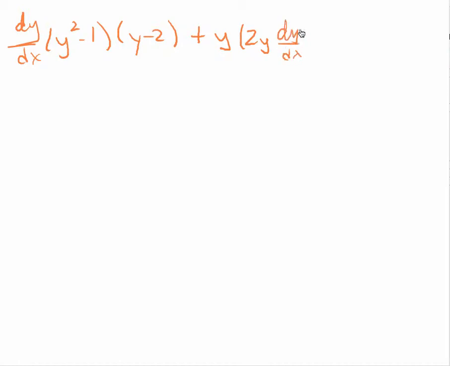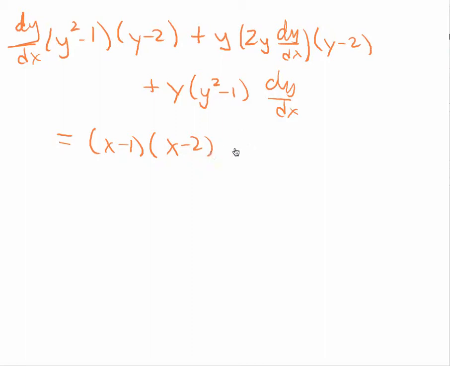So if we come in and do our implicit differentiation, and we're going to need some product rule as we go along here, let's just work that out, and you're going to get dy dx times y squared minus 1 times y minus 2 plus y times 2y dy dx times y minus 2 plus y times y squared minus 1 times dy dx equals x minus 1 times x minus 2 plus x times x minus 2 plus x times x minus 1.